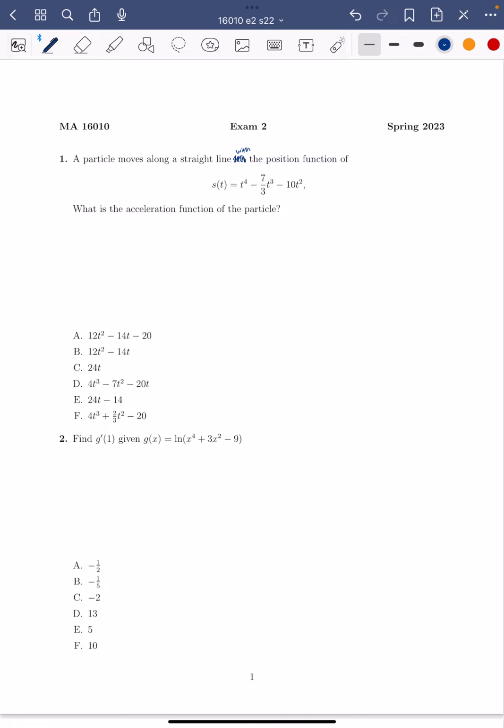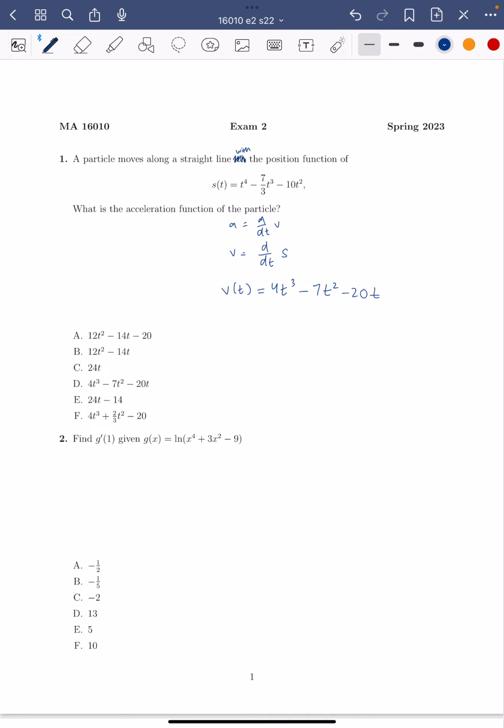Just as a reminder, the acceleration equals the derivative with respect to time of velocity, and velocity equals the derivative with respect to time of position. That means the acceleration is the second derivative of the position function. Let's start by finding the first derivative, or the velocity. v of t equals the derivative of t to the fourth, which is 4t cubed, minus the derivative of 7/3 t cubed, which is 7t squared. The derivative of negative 10t squared is negative 20t.